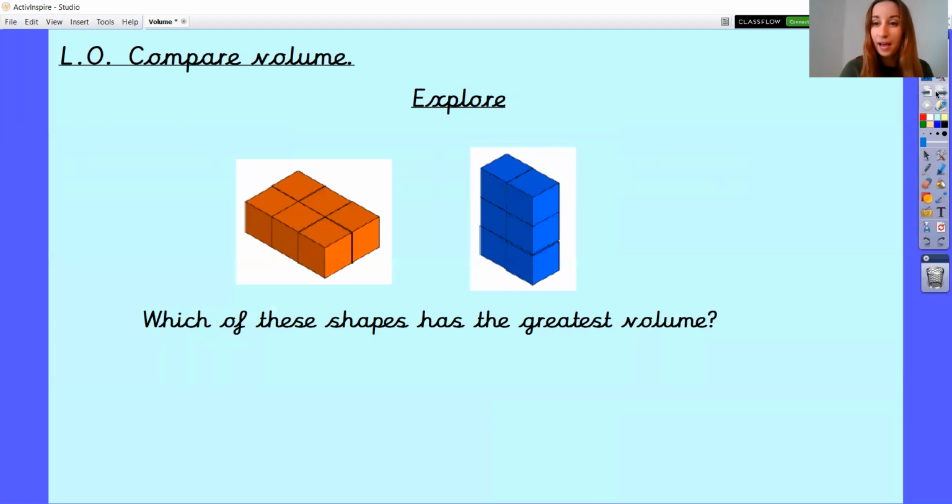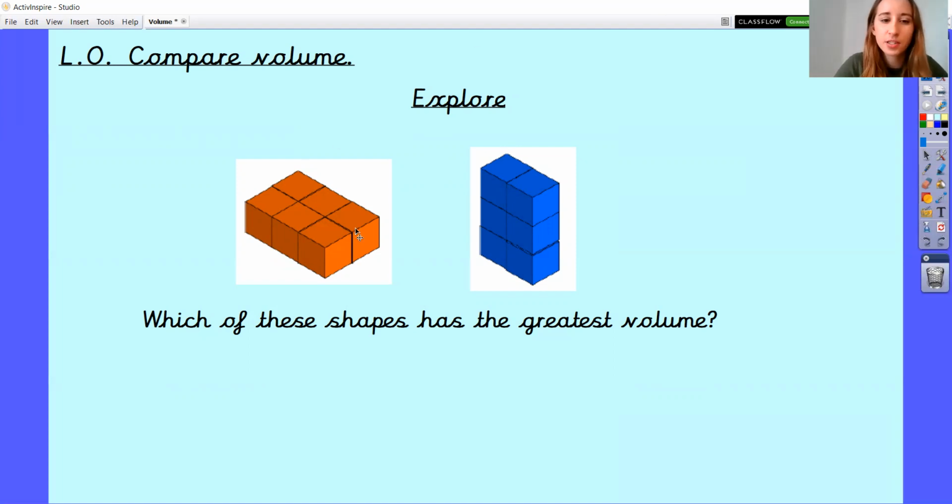Okay, so today we're comparing volume. So we'll be looking at two different shapes or objects and comparing their volume, saying which one has got a greater volume, which one has got a lesser volume. So I've got two shapes for you there, a lovely orange shape and a lovely blue shape. I'd like you to have a look at them both. I want you to have a think, which of these shapes do you think has the greatest volume? Pause, have a look, have a think, and press play when you're ready to talk about it.